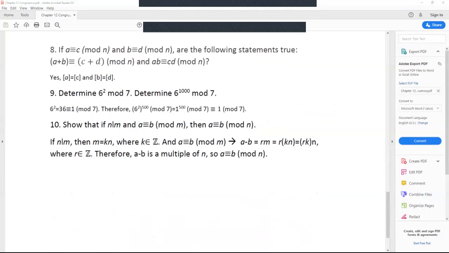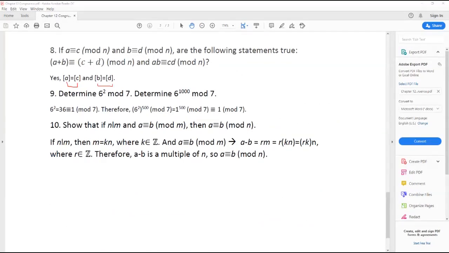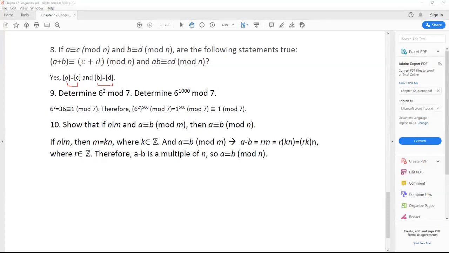And the answer is yes, because if A is equal to C in mod n, then they are from the same class. In other words, they are the same. Same argument with B and D. If B is equal to D in mod n, then they're in the same class. And if you choose to add, let's say, B to one side, that would be equivalent to adding D to the other side. Likewise, if you choose to multiply one side by B, that would be equivalent to multiplying the other side by B, which is equal to D.